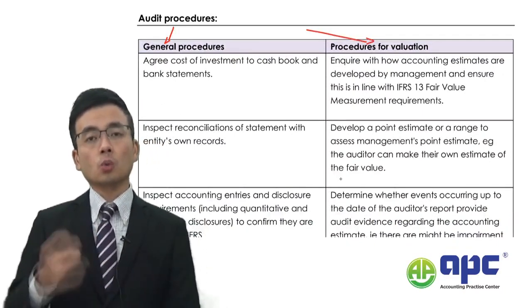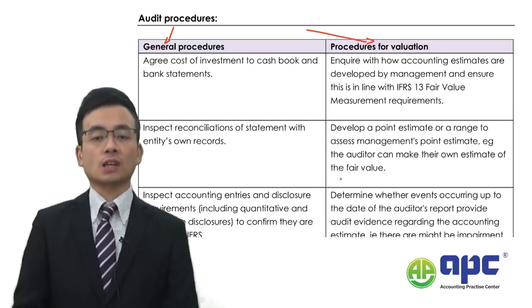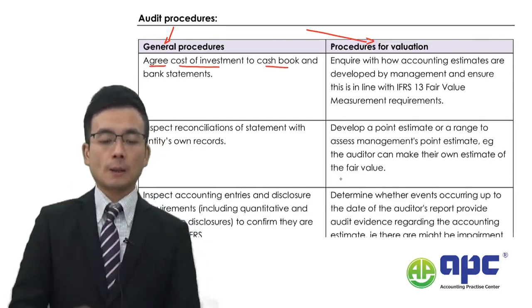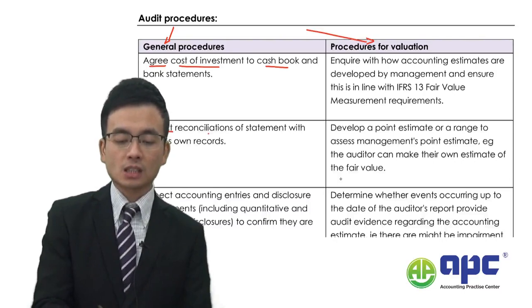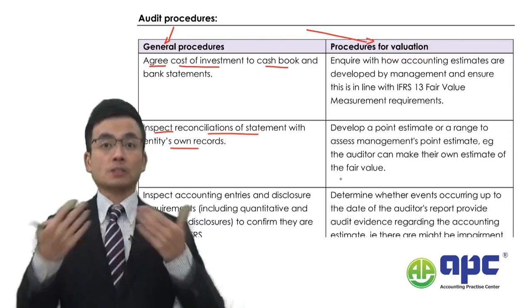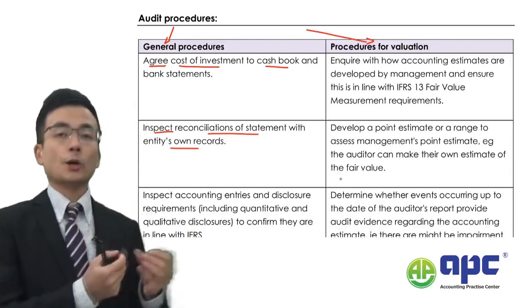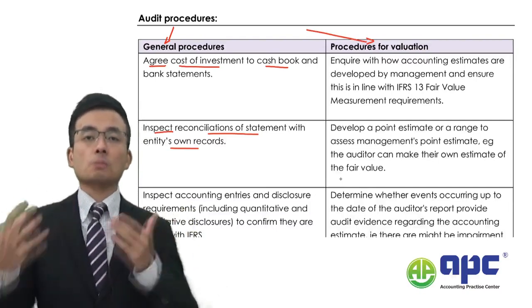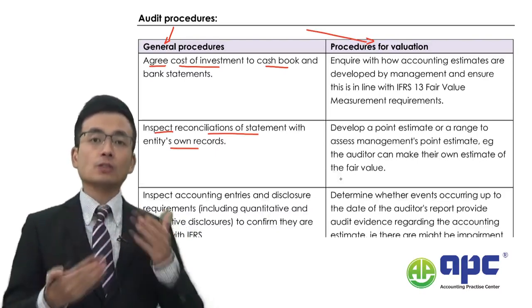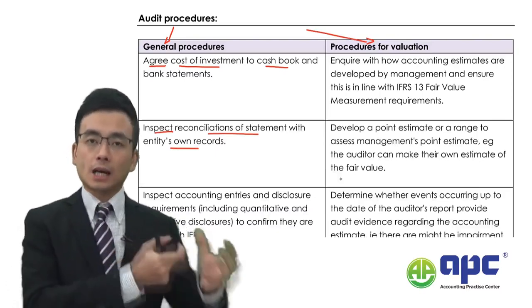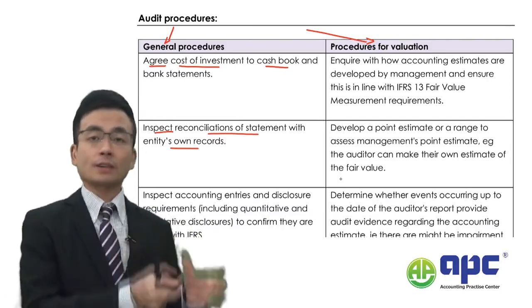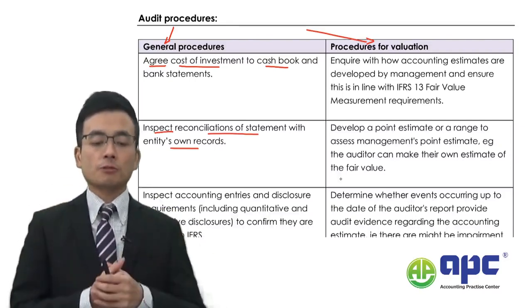For a general procedure, we need to see whether or not you enter into a transaction. So you're going to agree the investment cost to cash book and to see whether or not you spend the money out. And to inspect reconciliation with the entity's own record. So for example, usually in the futures contract, because I'm trading futures as well, it's using a mark-to-market approach, and therefore the price changes, especially as the records from the futures exchange will be quite different from your record, and make sure you're going to perform the reconciliations in there.